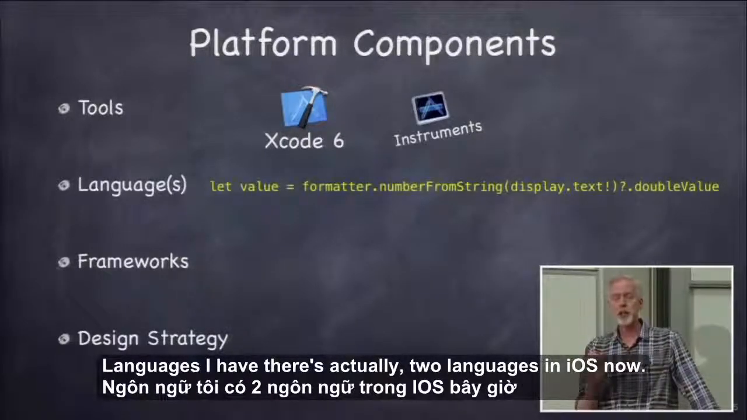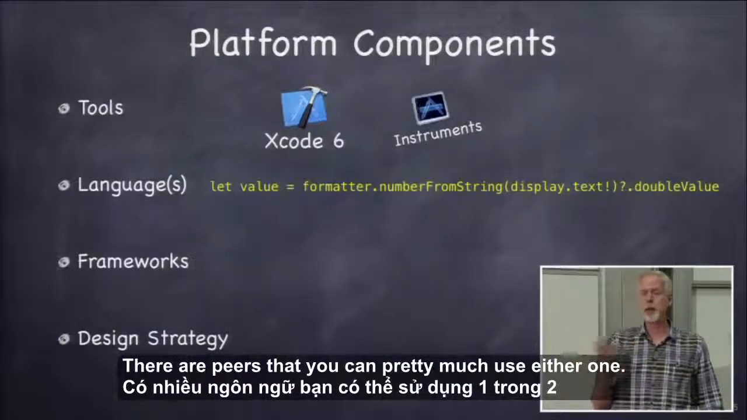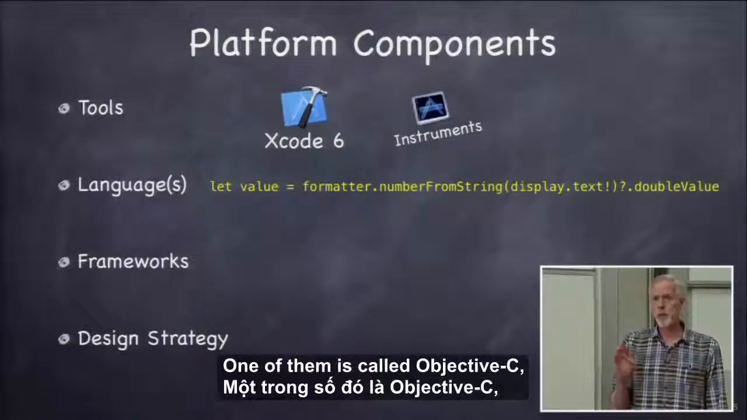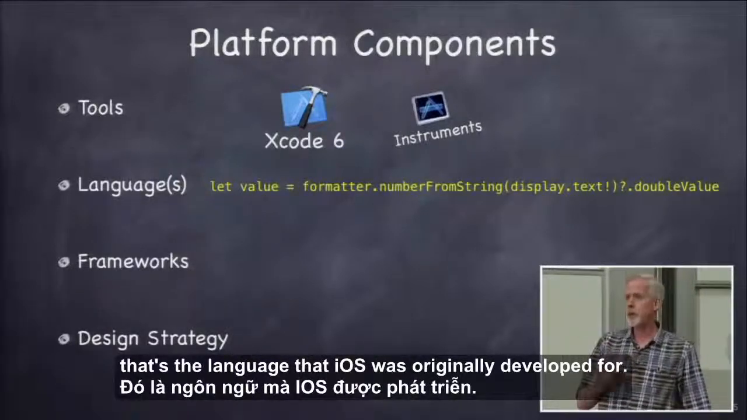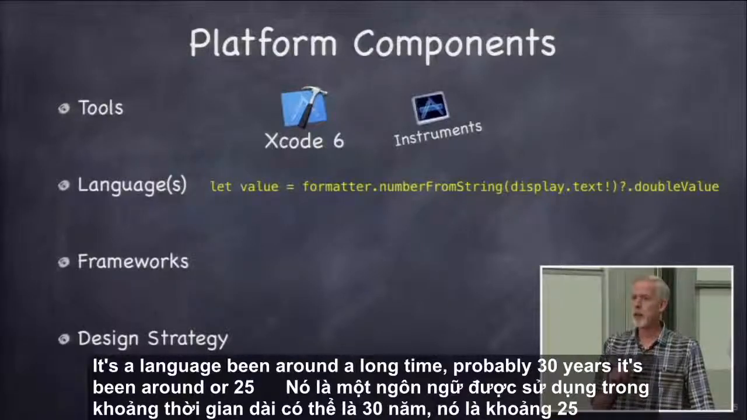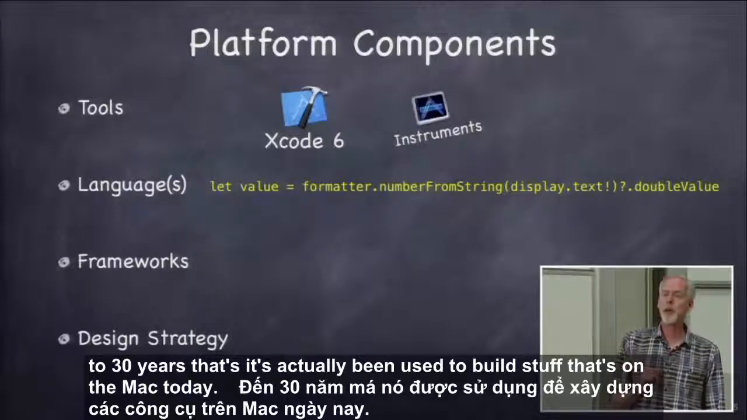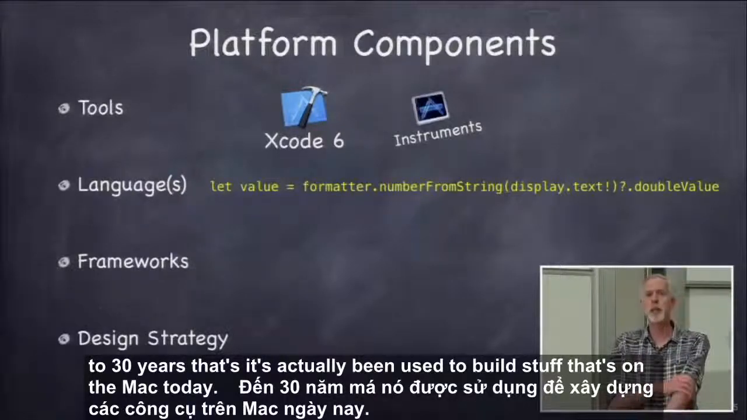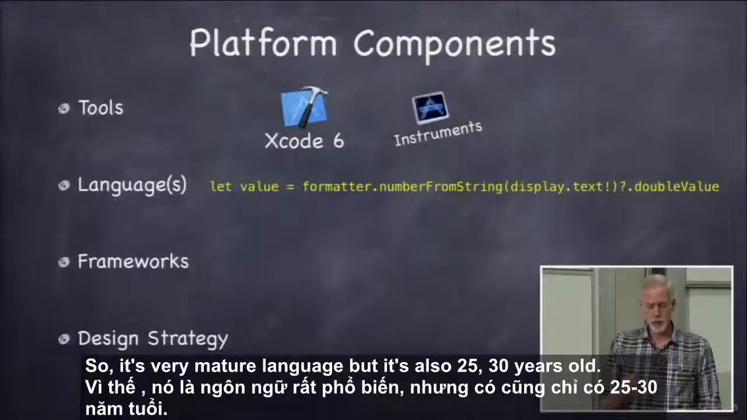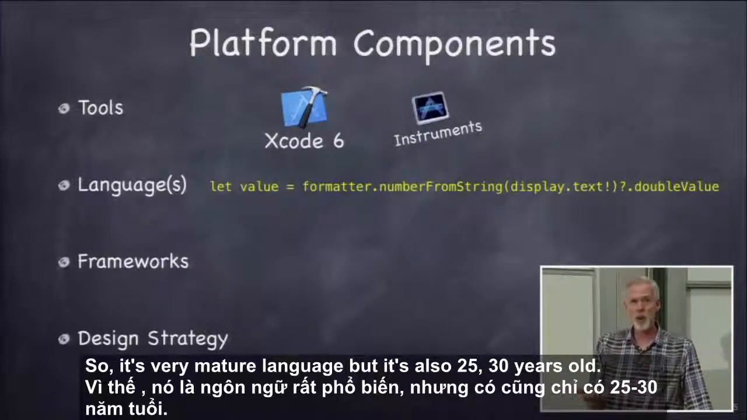Languages: there are actually 2 languages in iOS now. They are peers. You can pretty much use either one. One of them is called Objective-C. That's the language that iOS was originally developed for. It's been around a long time, probably 25 to 30 years, that it's actually been used to build stuff on the Mac today. So it's a very mature language, but it is also 25, 30 years old.